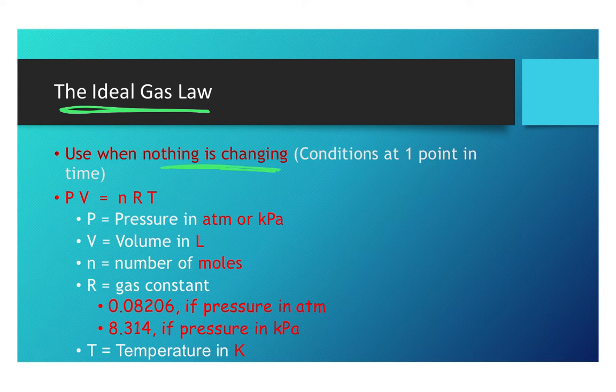The equation for the ideal gas law is PV equals nRT, where P is the pressure in either atmospheres or kilopascals. V is the volume, which has to be in liters. n is the number of moles. T is the temperature in Kelvin. And then there's this R, the gas constant. It's just a number, it never changes, and it will have one of two values. If the pressure is in atmospheres, we're going to use the number 0.08206. If the pressure is in kilopascals, we're going to use the number 8.314.